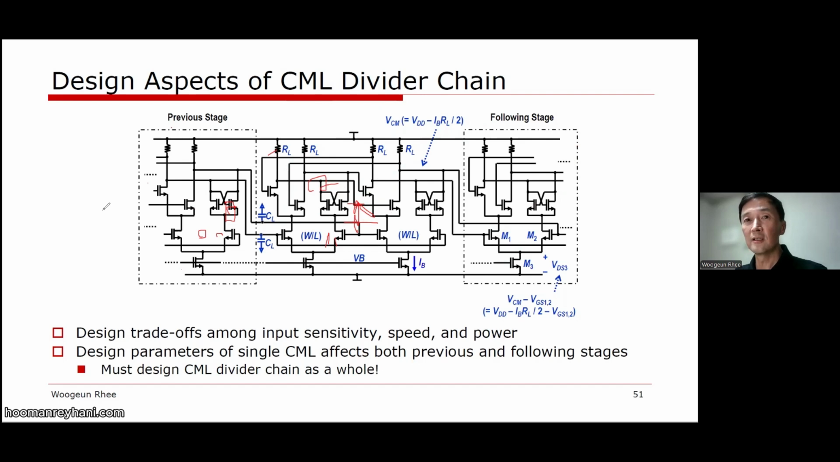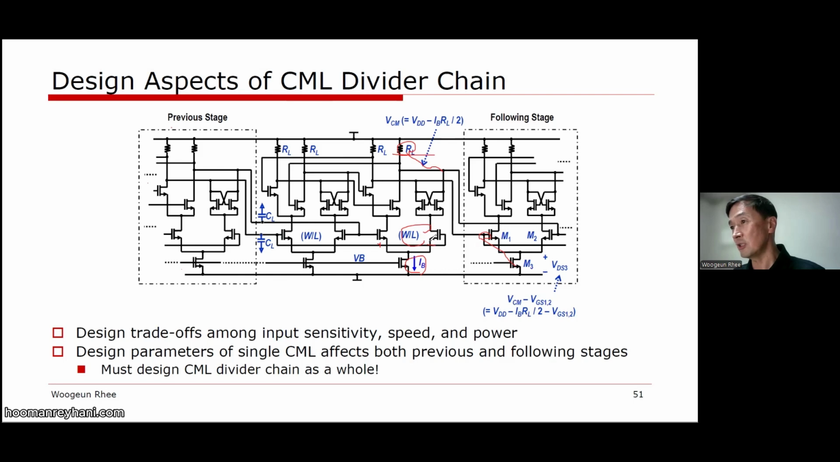Aspects of the divider chain, I already mentioned. Once you touch some part, don't forget it will affect everything. For example, if you increase the current, this will affect the DC operating point, and input sensitivity will be worse. Then you must increase the current and reduce the resistor, because the RC time constant will limit the speed of the divider. The best way to improve the speed is to increase the current and reduce the resistor, and you can see an immediate improvement in speed.